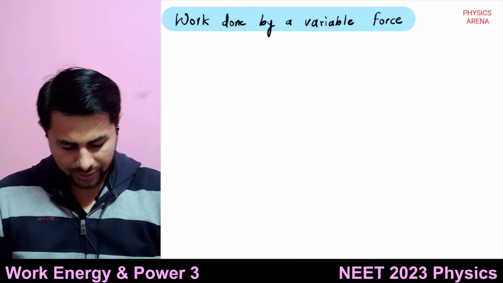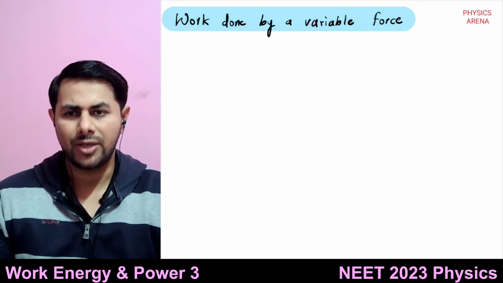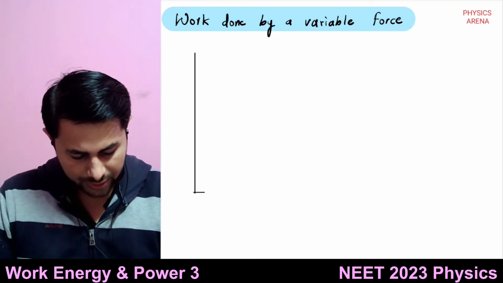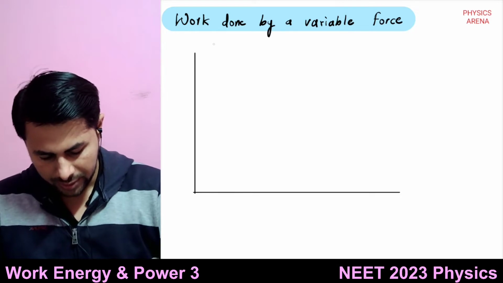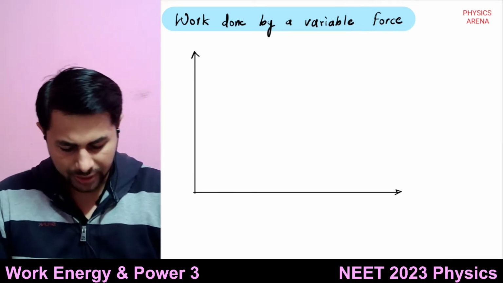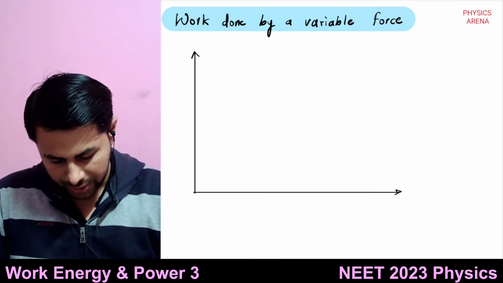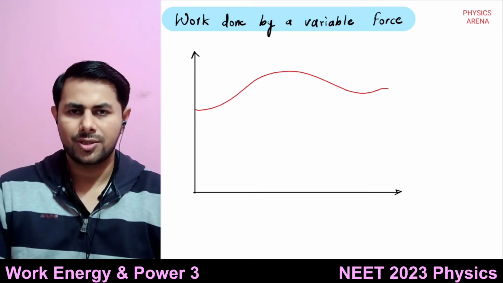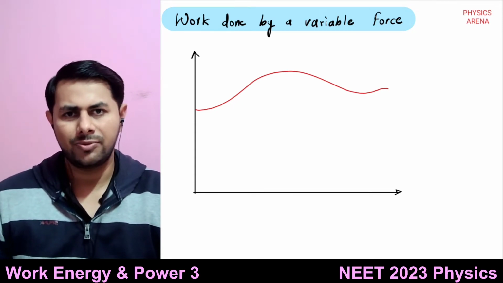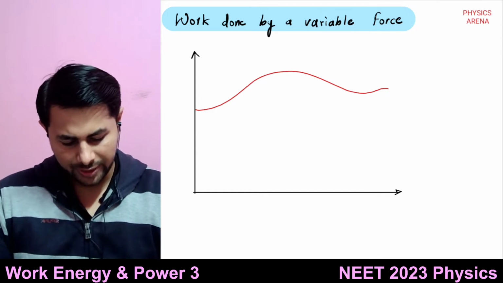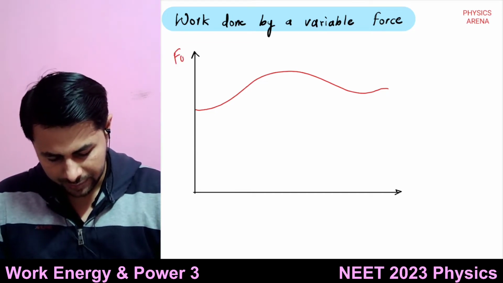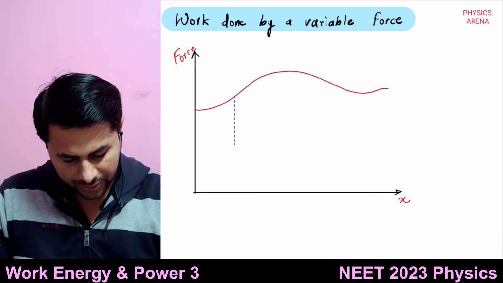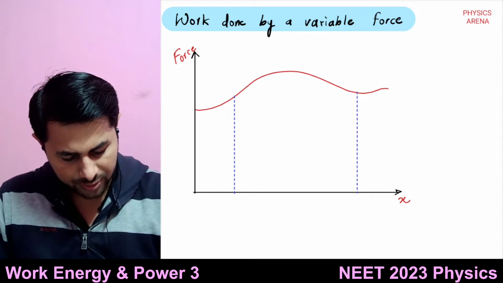So instead of a constant force, now suppose we have a variable force. Now the force is not constant. We are considering a one-dimensional force only, but it is variable. So this force will be some function of position. Force will be a function of time, and it will be a function of position also. So I'm plotting the graph of this force versus the position, and now I want to find the work done from this position to this position.